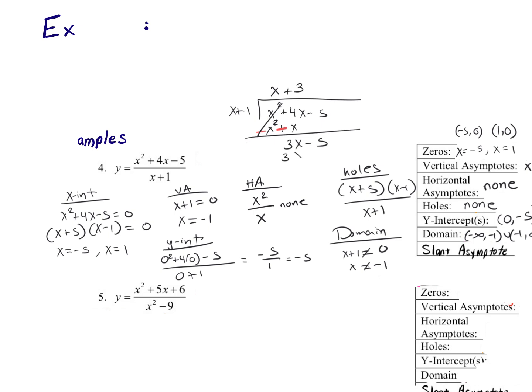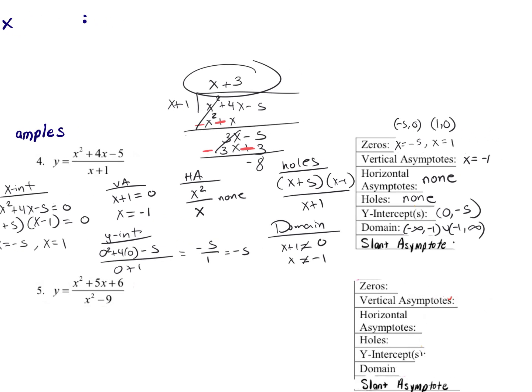It's going to be 3x plus 3. This will turn negative, this will turn negative when you subtract. These cancel and you're left with negative 8. But the slant asymptote is the x plus 3. So we would write it as y is equal to x plus 3.